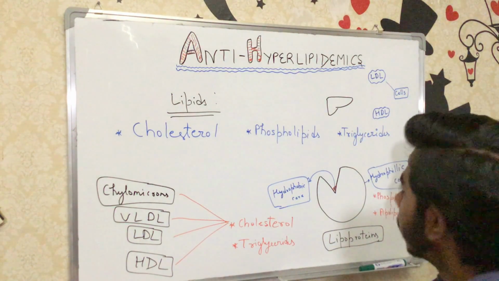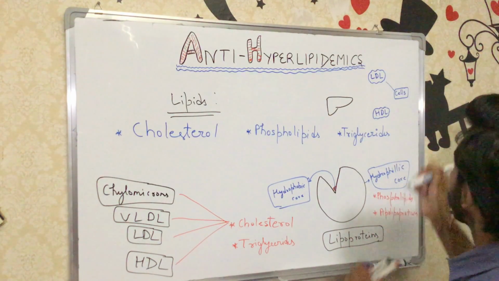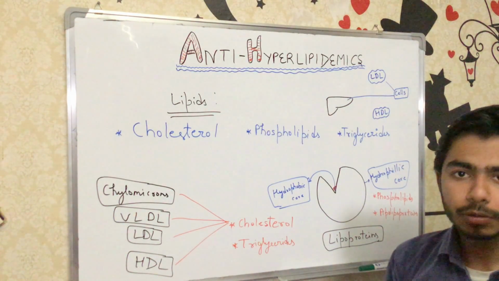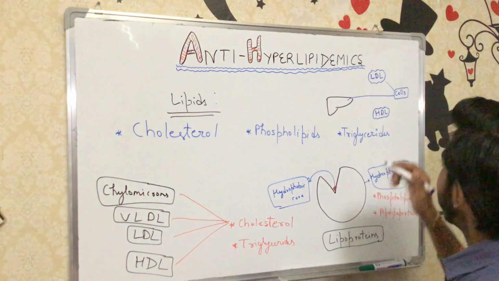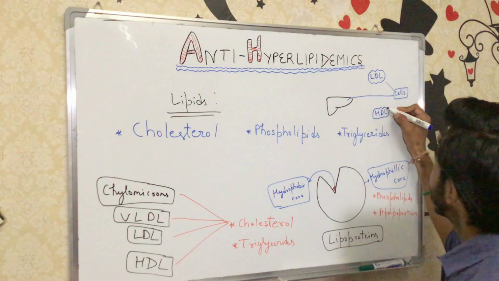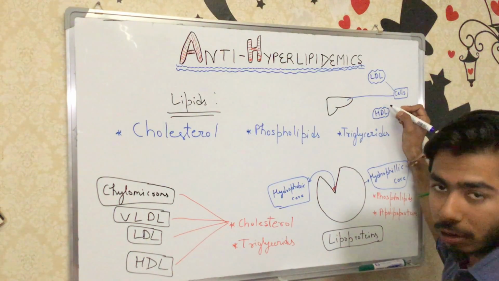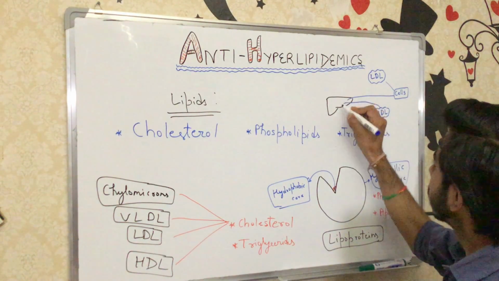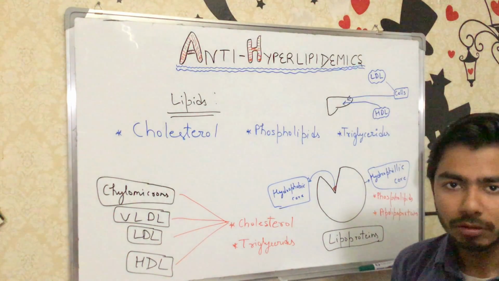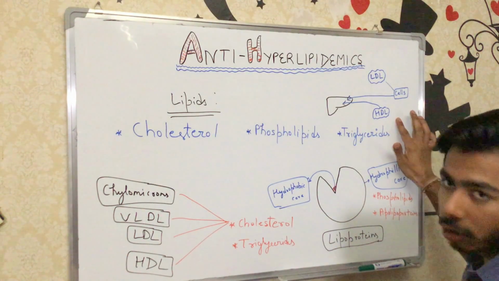Further, from the cells, the cholesterol can go into the liver directly, and whatever amount is left, HDL physiologically takes up that cholesterol and sends it back into the liver. So they are sending it back into the liver. That is why we are calling it good cholesterol.